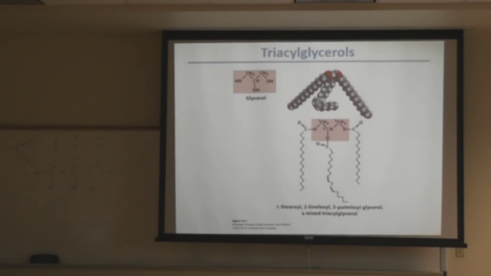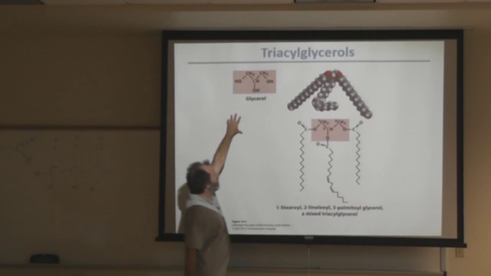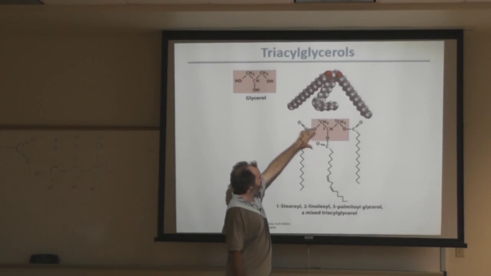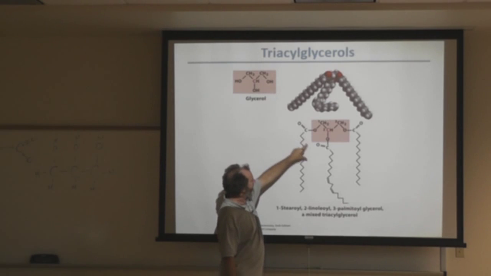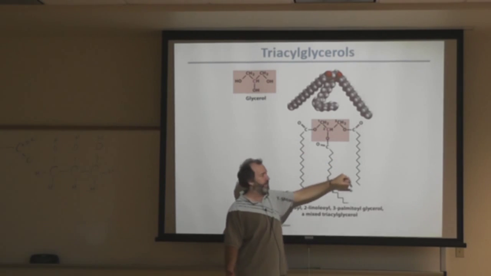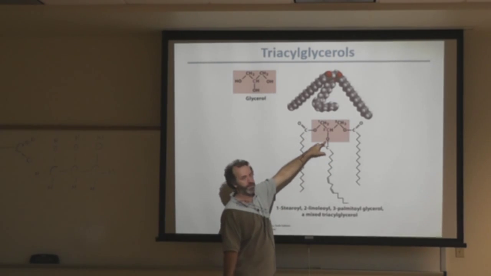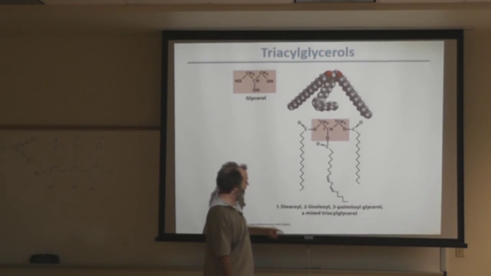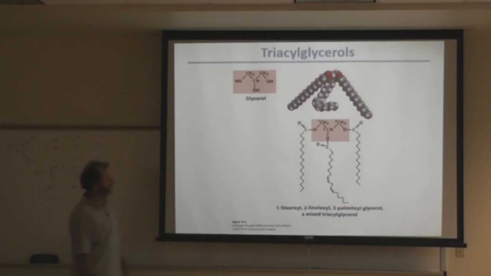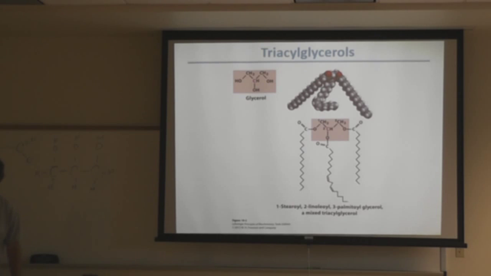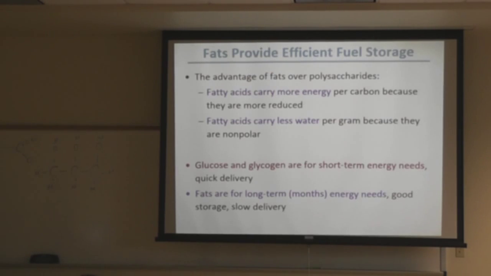And this is the overall structure of a triacylglycerol. If you notice, there's 3 carbons. So here you can have 3 different fatty acids bound to the glycerol in ester linkages. And this would be known as a mixed triacylglycerol if you have different fatty acids listed.